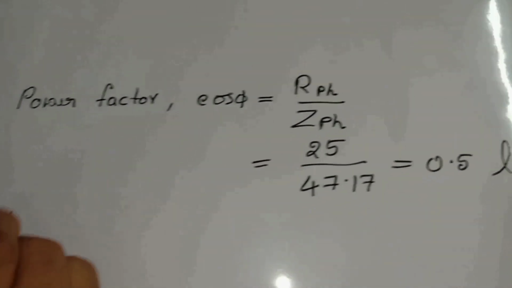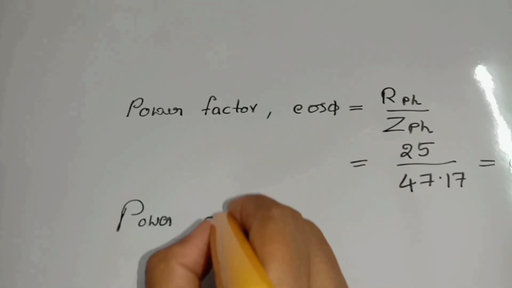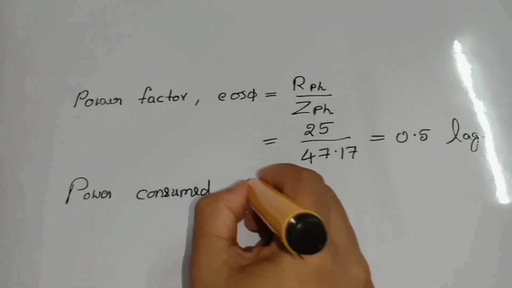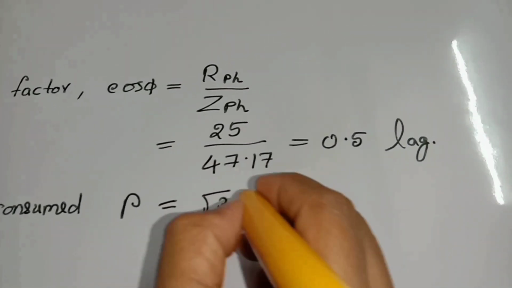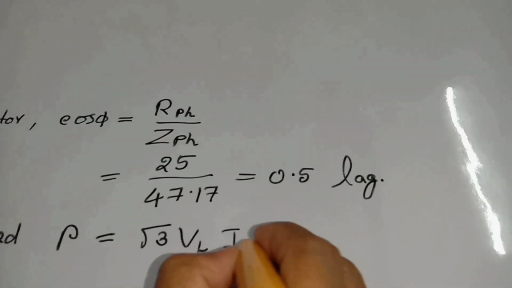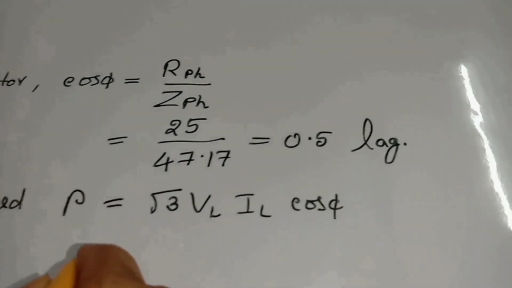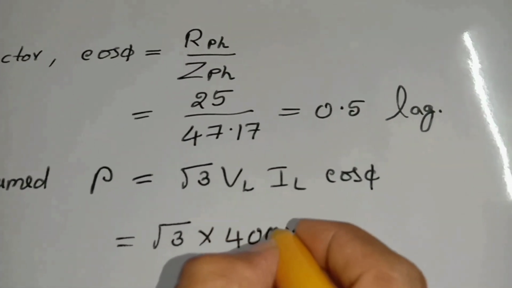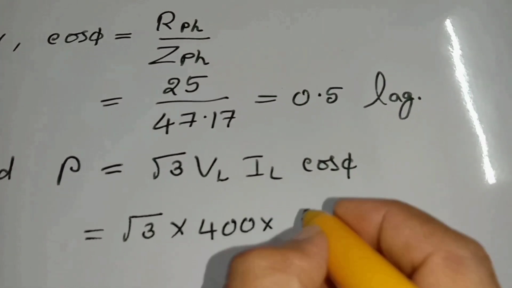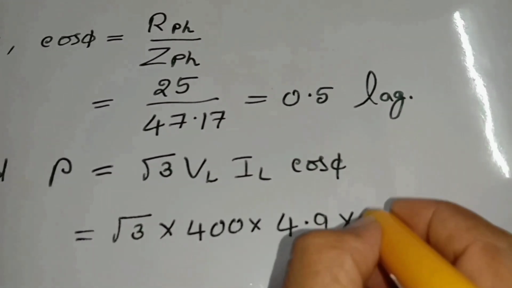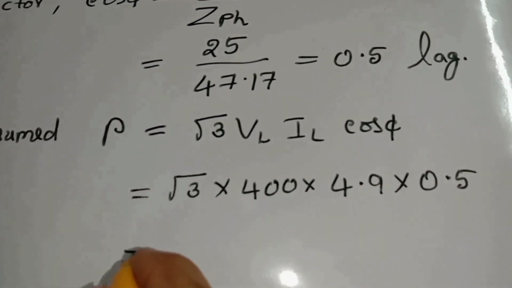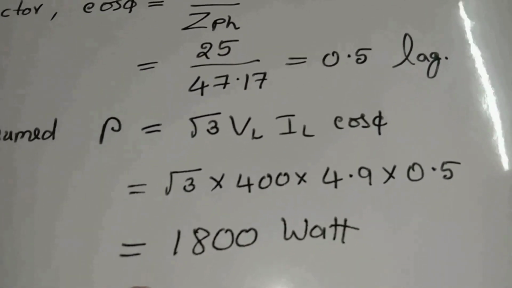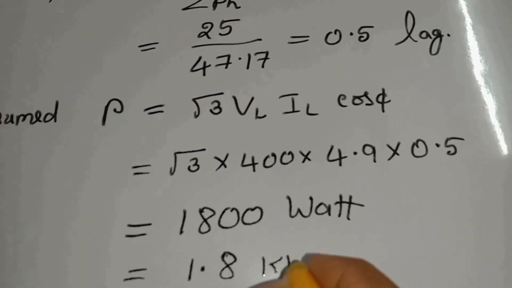Now, power consumed by the load, P is equal to root 3 VL IL cos phi. Now substitute all the values. Root 3, VL is 400, IL is 4.9 and power factor is 0.5. We substitute and will get power as 1800 watt, or it is 1.8 kilowatt.